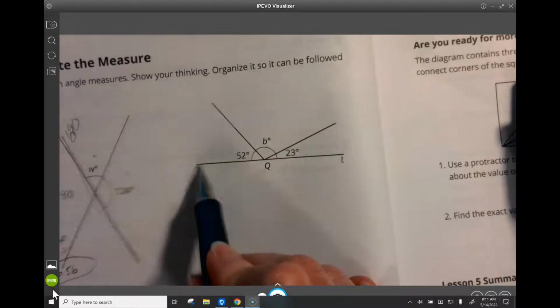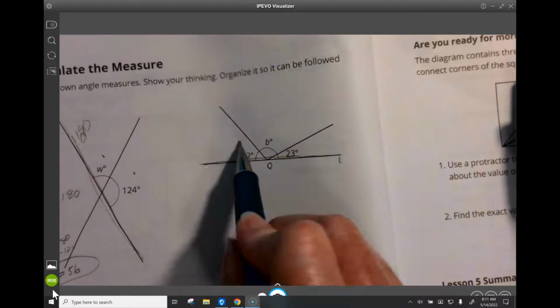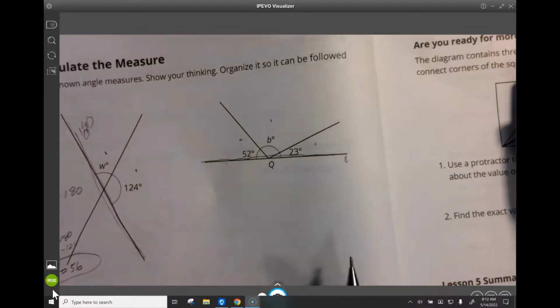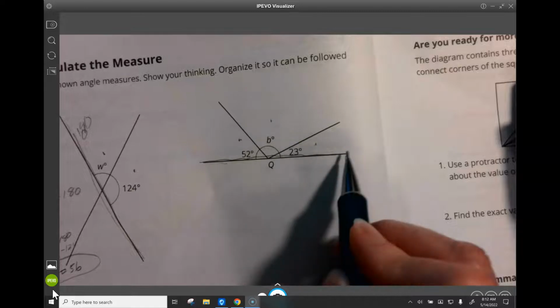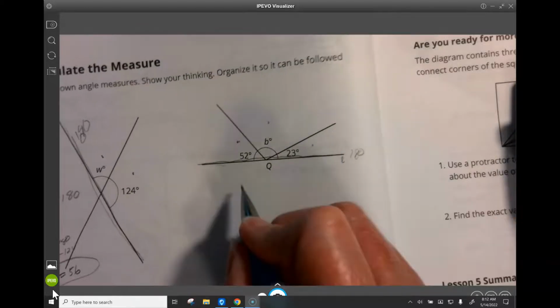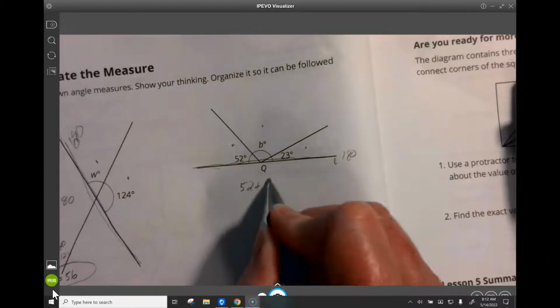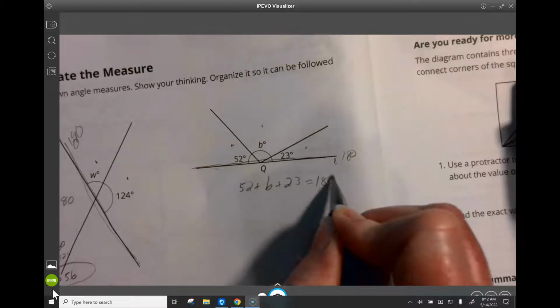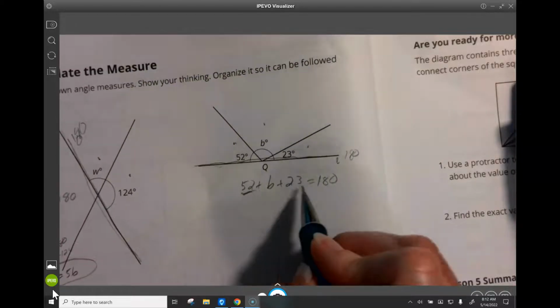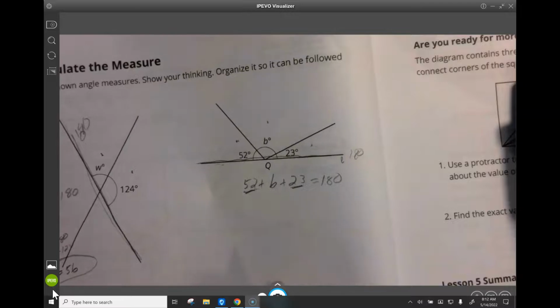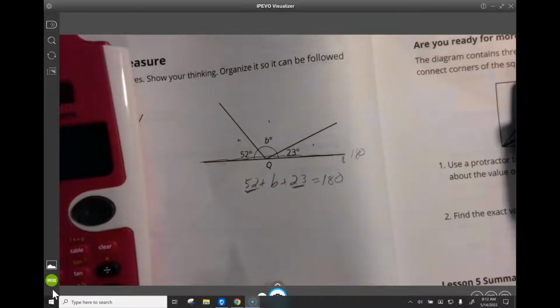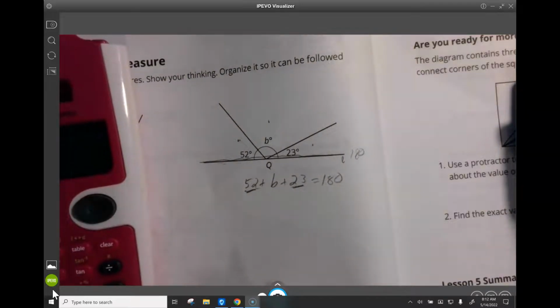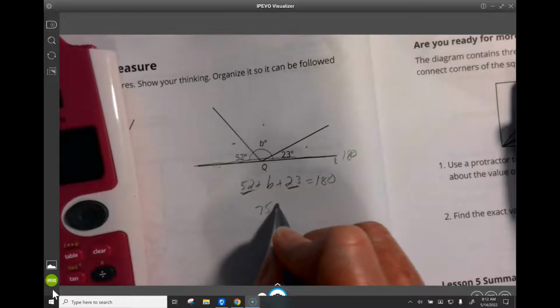Here we go. Have a straight angle. These three equal the straight angle. They add to the straight angle. What's the straight angle? 180. So we have 52 plus B plus 23 is equal to 180. Combine like terms. Right now, they're numbers, so add those two together. 52 plus 23 is equal to 75.